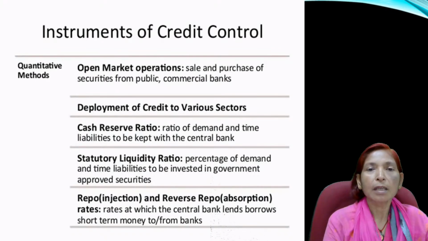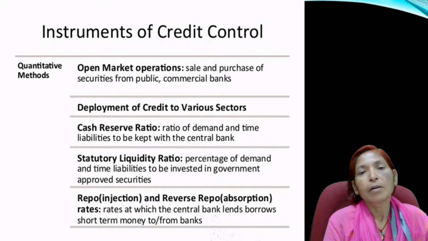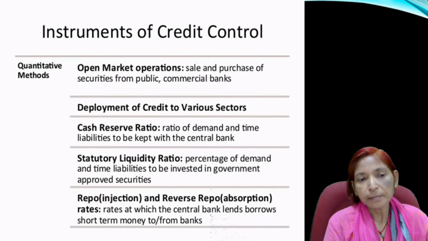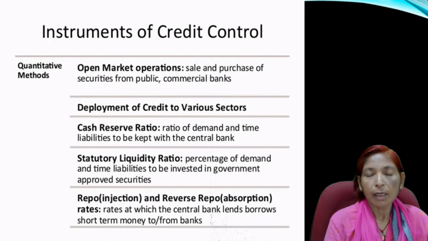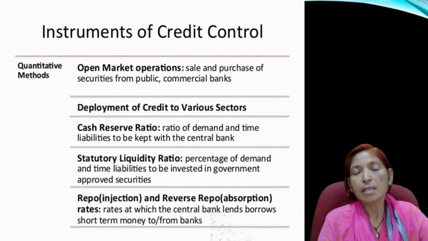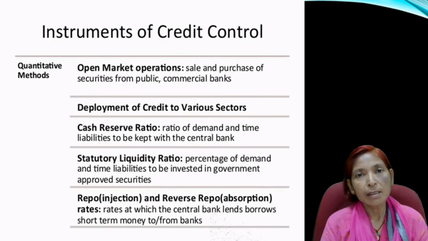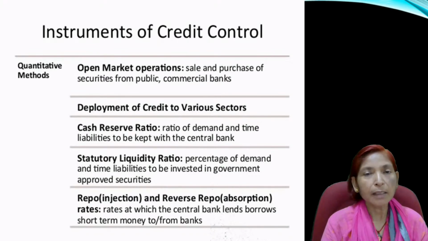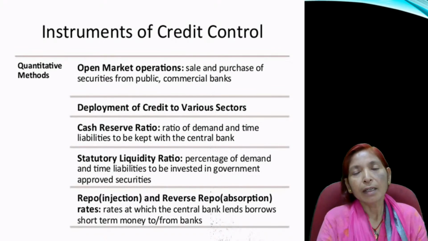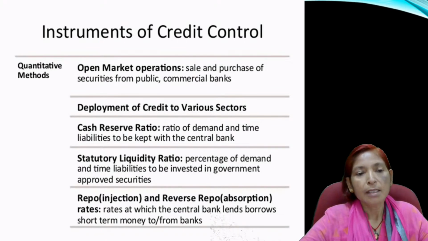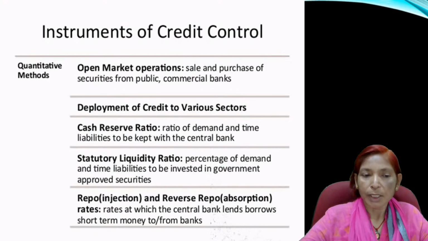India. So it is the ratio of demand and time liabilities to be kept by all commercial banks with the central bank. And by increasing this CRR, credit creation can be controlled. If CRR increases, credit creation will be less, and if CRR decreases, credit creation will be more. It means there is an inverse relationship between cash reserve ratio and credit creation.